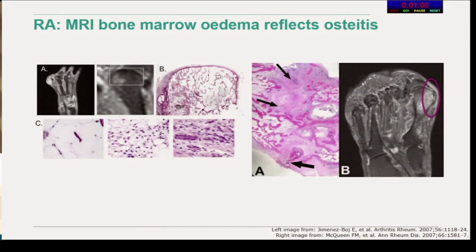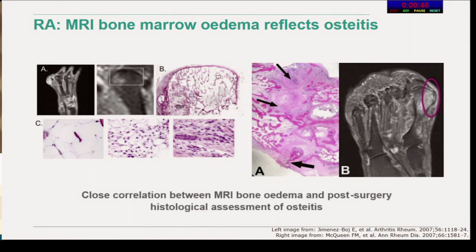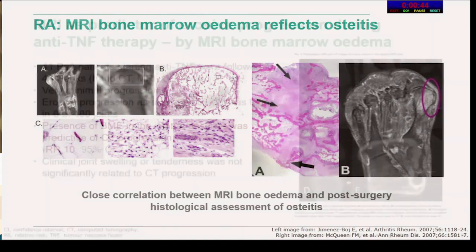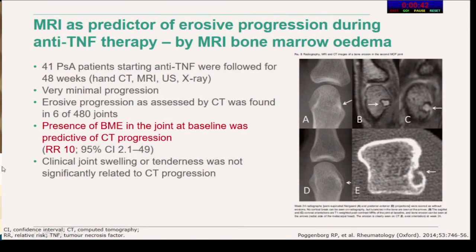We know that in RA there is a relation between bone marrow edema and development of structural changes. That's quite clear. There's not as clear evidence in psoriatic arthritis. There's one study where it is shown that if you do have bone marrow edema in an area, then there is a higher risk to develop erosions in the same location on CT afterwards. But it's not as documented. There's much less data here than there is in RA.